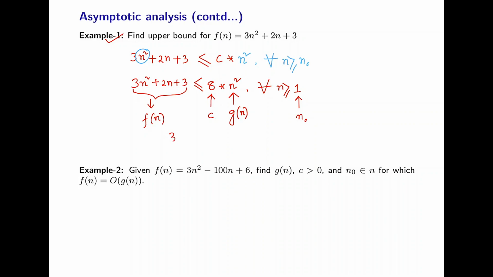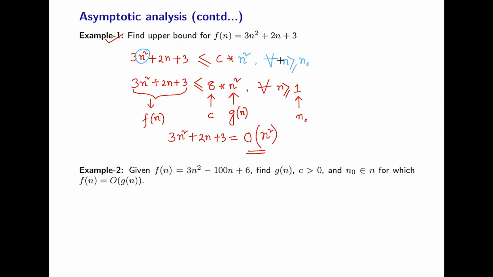So in this case, Fn is nothing but 3n square plus 2n plus 3. So this is equal to big O of Gn. The value of Gn is what? Here we found the term Gn as n square, so it is big O of n square. So the upper bound that I find for this Fn is big O of n square.